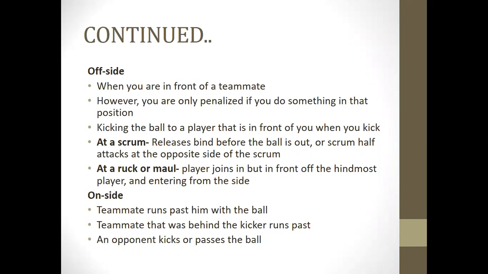Okay, then how do you play a player onside? If the teammate that was in the offside position, if a teammate runs past him with the ball, so if another teammate receives the ball and the play runs past you, then you are back in an onside position. Or you can literally just run backwards, try and get behind the ball, then you'll be onside again.